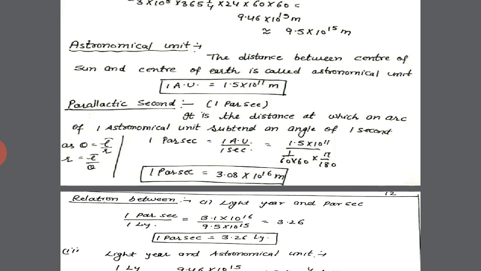See the value conversion. 1 astronomical unit we already discussed, upon 1 second, which you can write as 1/60 × 1/60 × pi/180. When we solve this, the value will be 3.08 × 10^16 meters.